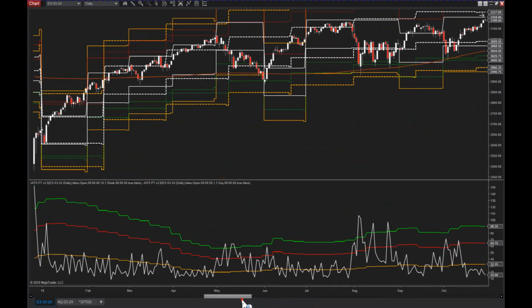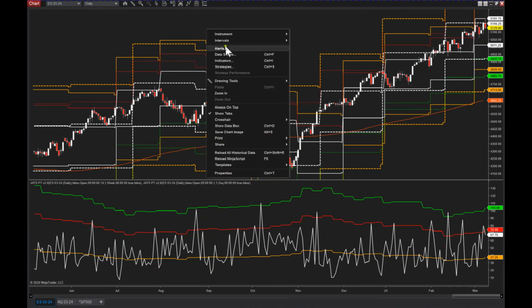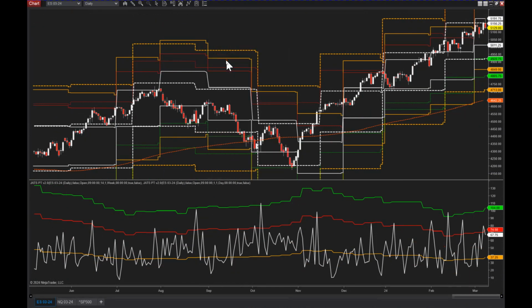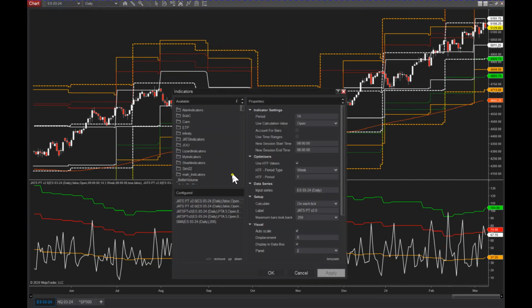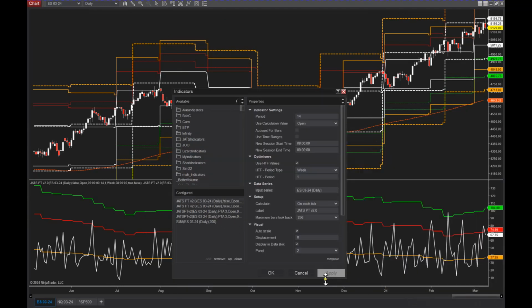All right, so you can save these templates anytime you put an indicator on the chart and you like your monthly, weekly, or whatever. Just hit the word template and hit save, and then you can start naming your patterns that you set up so you don't have to recreate them over and over again. But it just takes a second to set it up.